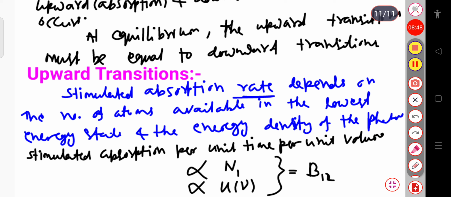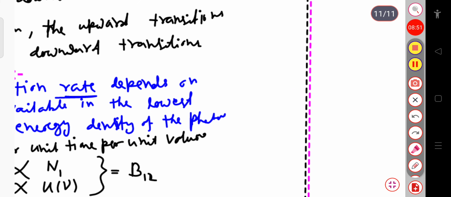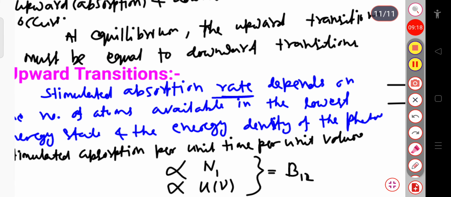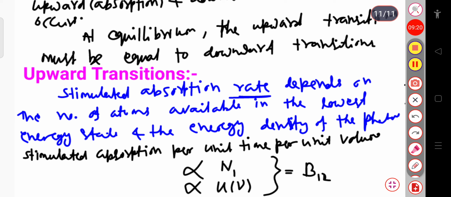Why B12? Suppose these are your two energy states, one is E1 and another one is E2. The atom will jump from the E1 state to the E2 state, so this proportionality constant is for the transition from state one to state two. That's why I am representing this as B12, since it is the upward transition, from the lowest state to the highest state. So this will be B12 N1 U of nu.